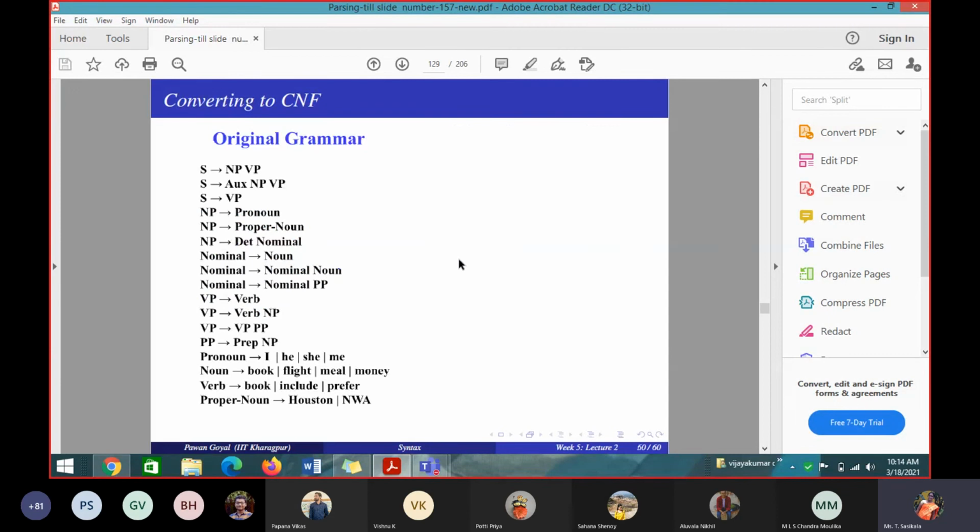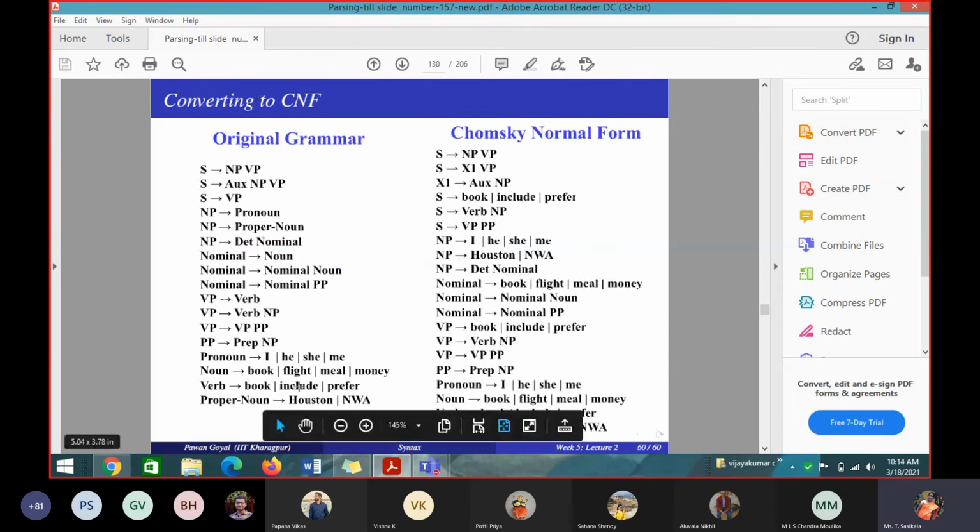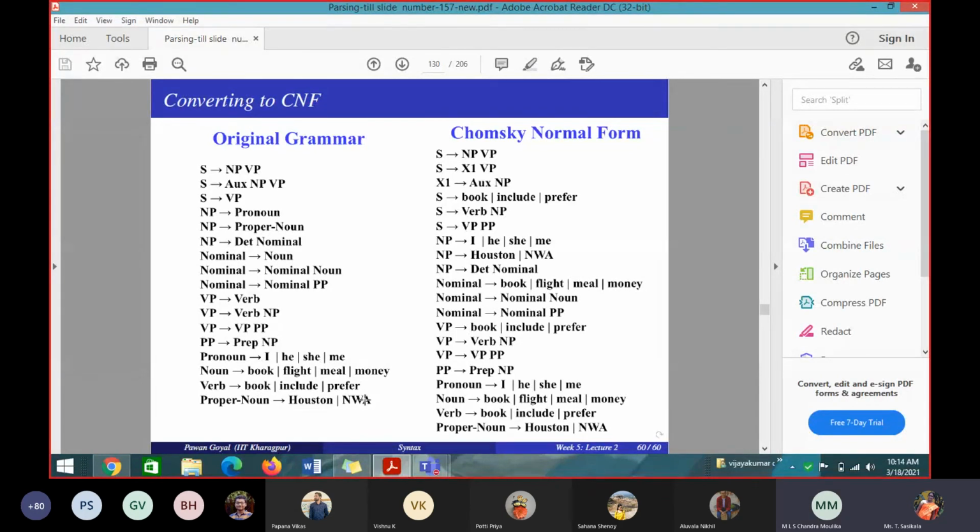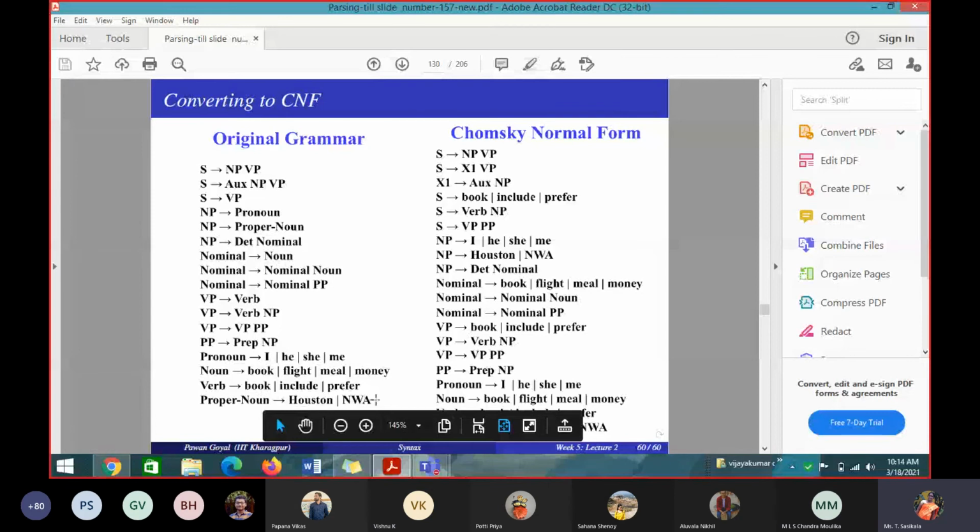So what am I doing? See here. First I am taking from here. Either you can go from bottom or you can go from top. I am going from the bottom so that the replacement will be easy for me. So proper noun gives Houston or NWA, it is not a combination of two. So what is Houston here? What is NWA here? It is a lexicon, or what we were studying? Is it a terminal or a non-terminal? Terminal. So take this first rule at the bottom, whether it satisfies Chomsky normal form.